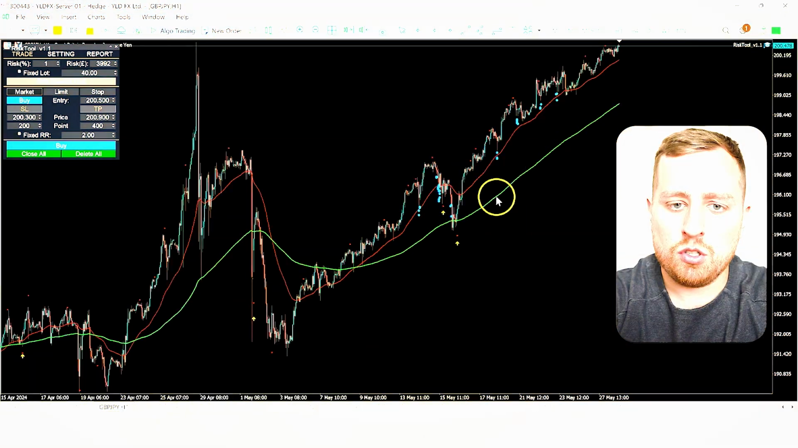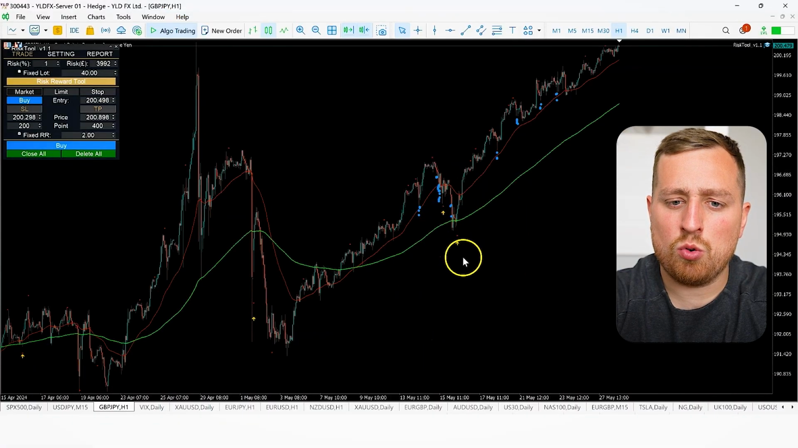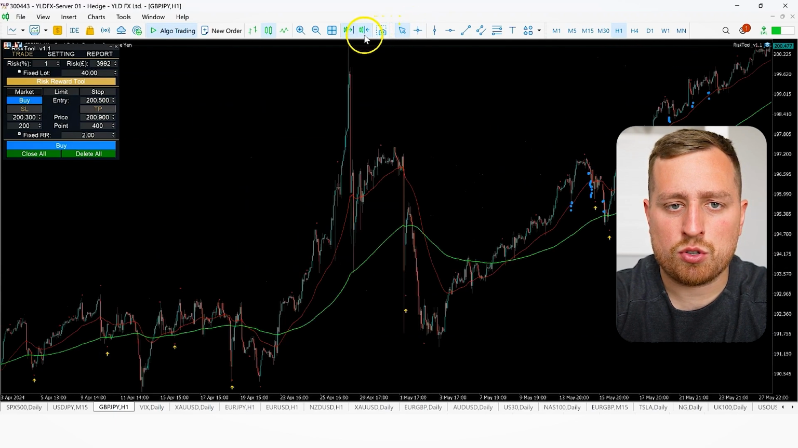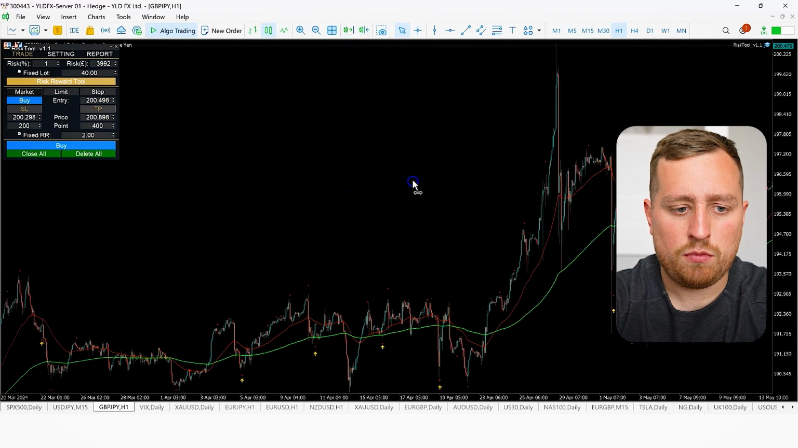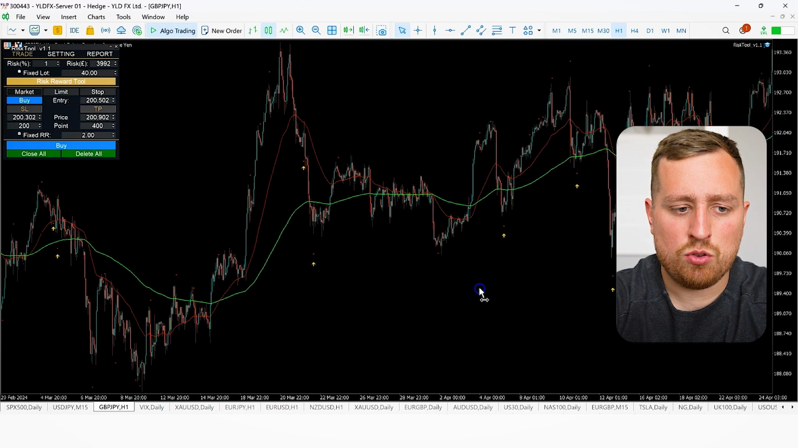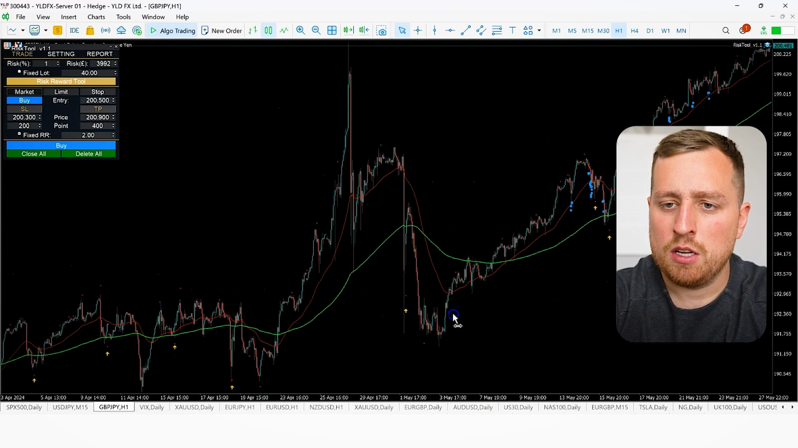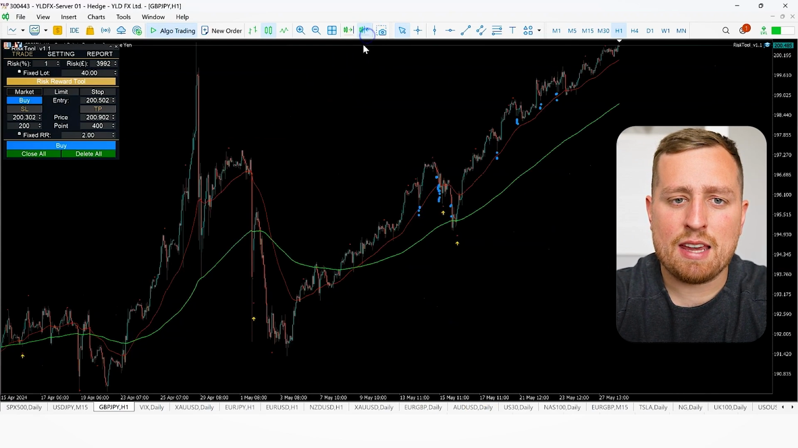You'll see that we can see some of these golden arrows here to the upside. You can see that throughout the chart. If I was to scroll back, you can see them here. You can also see lots of red X's on the top. So ultimately this is the next tool. Number two is called TradeMate.